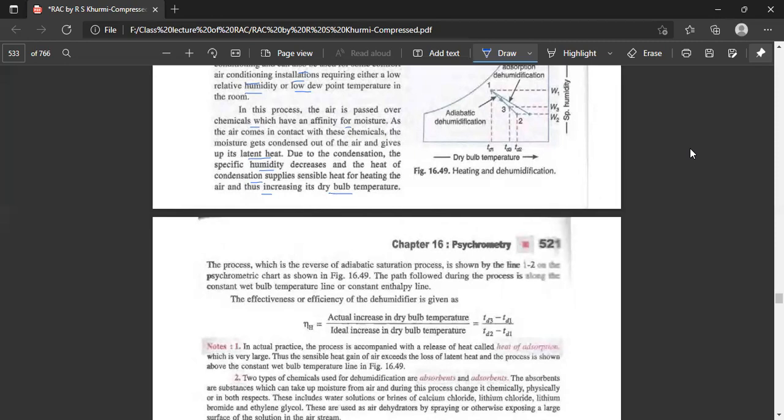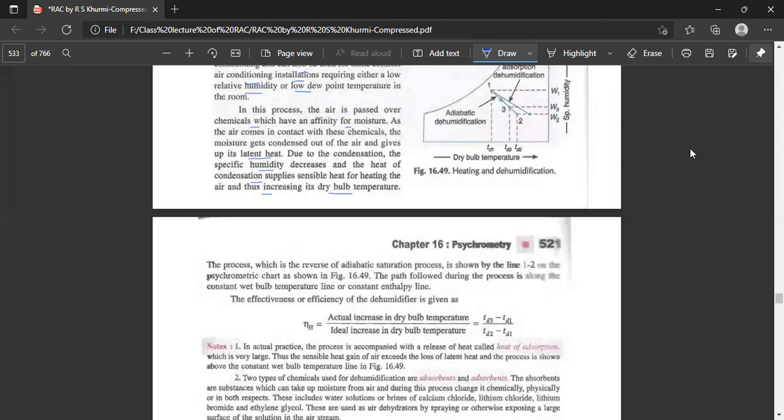So both things are going on. Due to the condensation, the specific humidity is decreasing, and due to the condensation, the sensible heat for heating the air is supplied, thus increasing the dry bulb temperature. So condensation is doing two things. One, it is reducing the moisture content, and the other, due to the latent heat of condensation, it is increasing the heat content and the dry bulb temperature of the air, which is shown here.